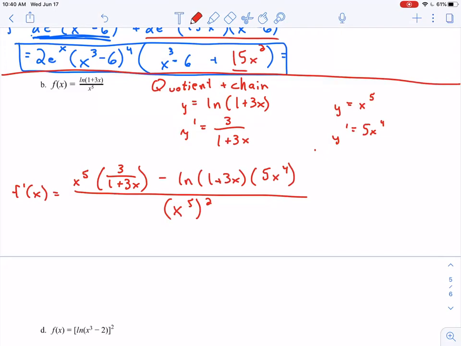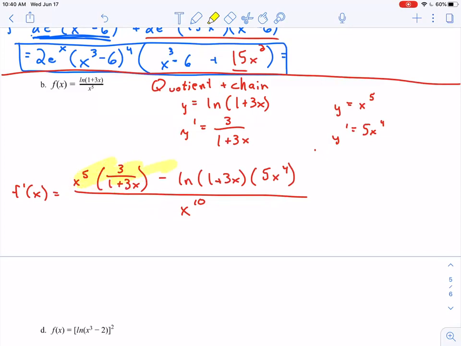This one really doesn't simplify all that nicely. If it's me simplifying it, really the only thing I would do is take this x to the fifth squared and rewrite that denominator as x to the 10th. Everything else, I'd really have to get a common denominator right here. Or excuse me, no, I wouldn't. That would just be 3x to the fifth over 1 plus 3x.